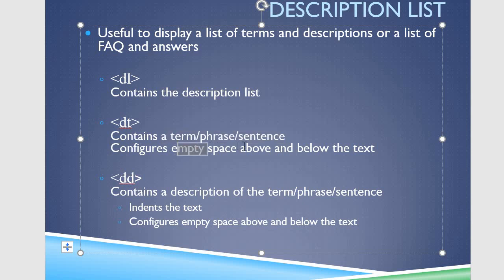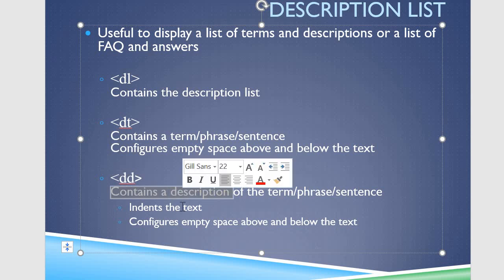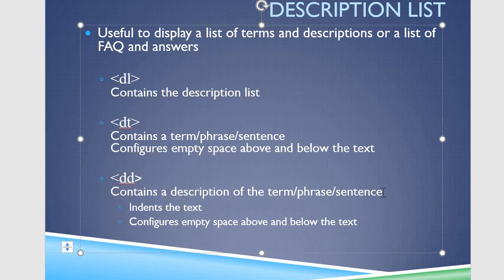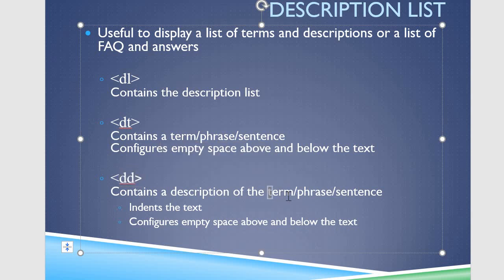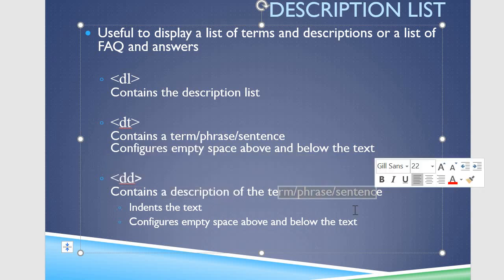Okay. It configures empty space above and below the text. DD contains a description of the term, phrase or sentence. Here it indents the text. This is also DD; it also contains a description for that term, phrase or sentence. DT contains only the term, phrase or sentence, and it will create empty space above and below the text. DD contains a description of the term, phrase or sentence.